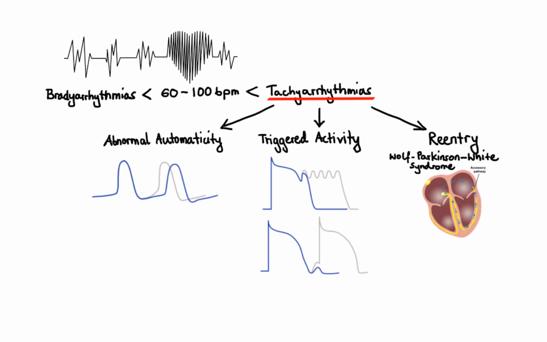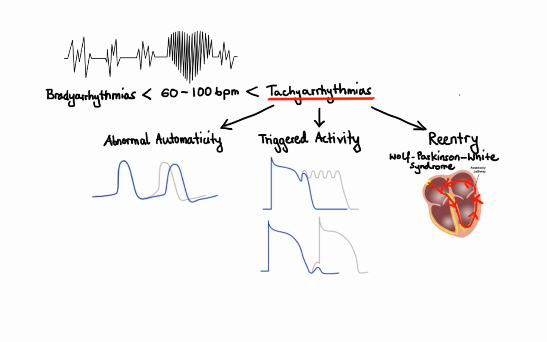So normally, the electrical signal travels from the SA node to the AV node to the bundle branches, and once it reaches the Purkinje fibers, it stops and waits for another signal from the SA node. Now when the accessory pathway appears, the signal travels through this pathway from the ventricles back to the atria, causing them to contract before the SA node fires again. This creates an abnormal loop of electrical activation circulating through a region of heart tissue, causing tachyarrhythmia.